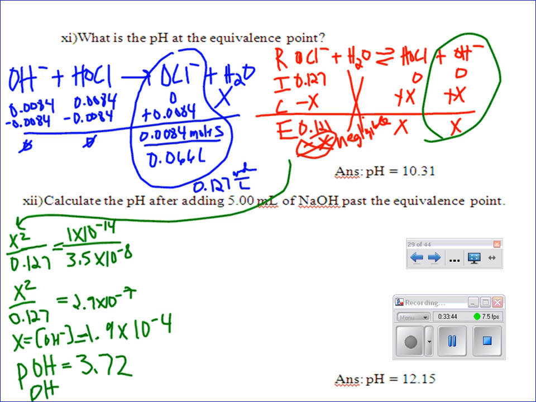And the pH then is correct at, is it correct? No, this one's wrong. This is 10.28. I don't know why that's messed up. 10.28.